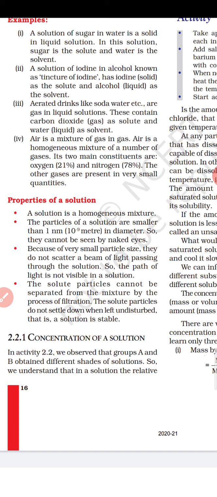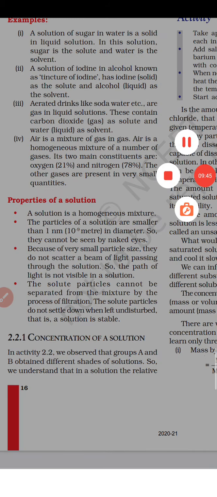The solute particles do not settle down when left undisturbed. That is, a solution is stable. ये सारी प्रॉपर्टीज़ आपने पढ़ी थी ना homogeneous mixture में। ये आप लिख लेंगे, आप ये याद रखेंगे क्योंकि आपसे next पूछा जाएगा point of difference between solution, sol and colloid. Okay, now let us proceed for the next topic. But before proceeding, let us make it more interesting to understand what is a solute, what is a solvent, and what is a solution with the help of this video.